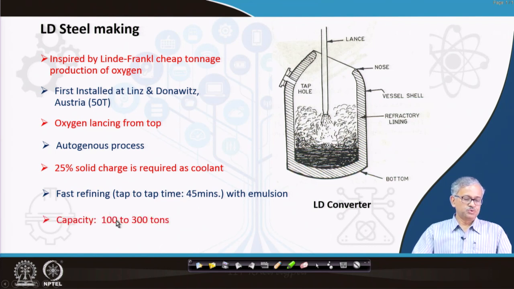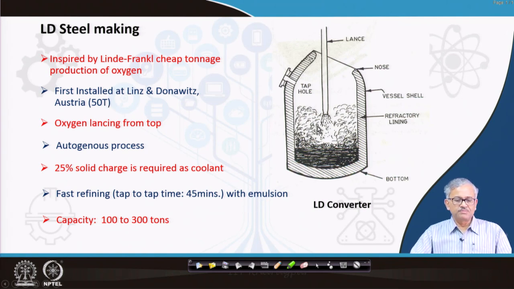And its capacity today, the LD furnace may be 100 to 300 tons, and in most of the plants in India, a lot of LD furnaces are 150 ton capacity, most of them. 300 tons are there, but very dear. And the small scale industry doesn't use 50 ton, right? Because it is 100, and small scale industry can use the lower size of furnace.